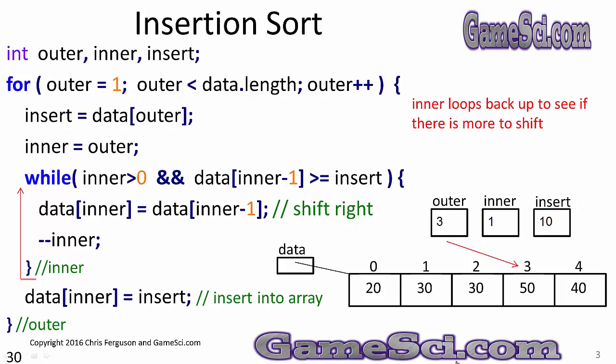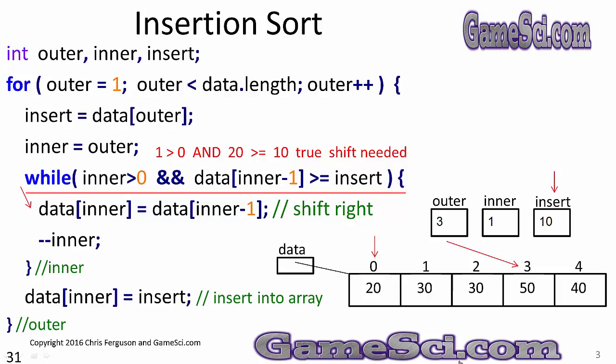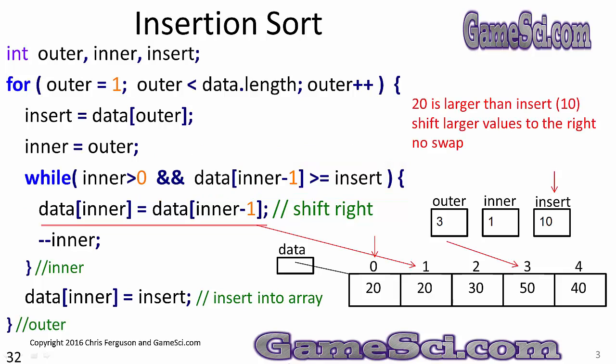We'll hit the end of the inner loop. We'll back up and see if there's more to shift. 1 greater than 0 is a true statement. 20 greater than or equal to 10. We're looking at this 20 right here. And yeah, it's bigger than our insert value. It needs to shift. Going inside the inner loop, we will perform the shift.